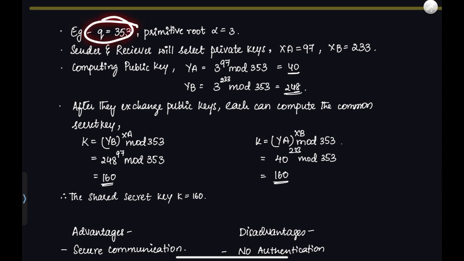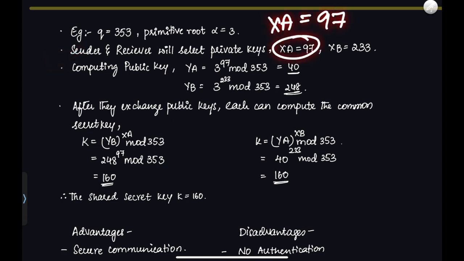So the q value is given, a very large prime integer. So q is equal to 353 and the primitive root alpha is equal to 3. Sender and receiver will select private keys. A will select the private key xa, such that it is less than 353, yes, and xb will select 233, which is less than 353, yes.